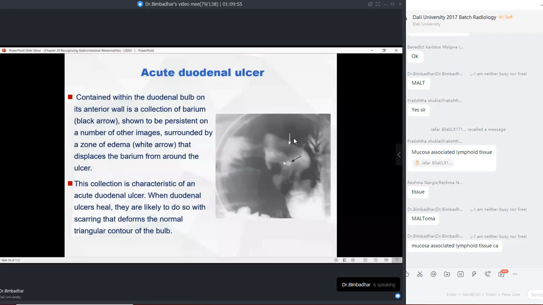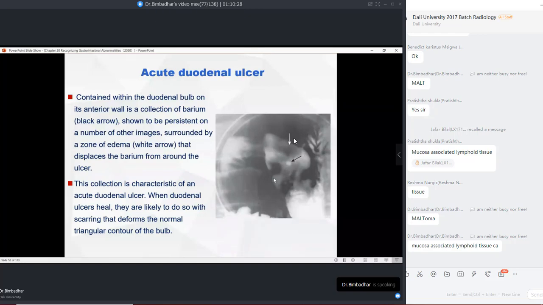When you look at the other regions, there is a surrounding zone of edema that is displacing the barium around the ulcer. So that is the duodenal ulcer. Since you are looking at it in the region of the duodenum, that is the reason you call it a duodenal ulcer. So you have to remember what each level looks like.